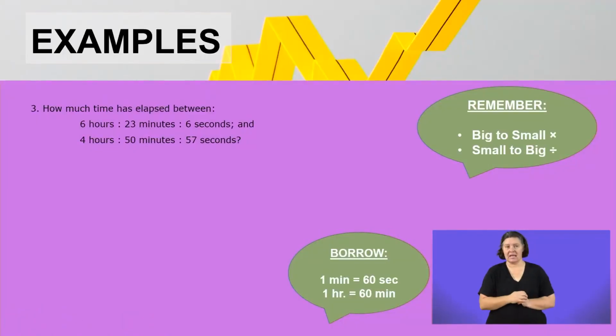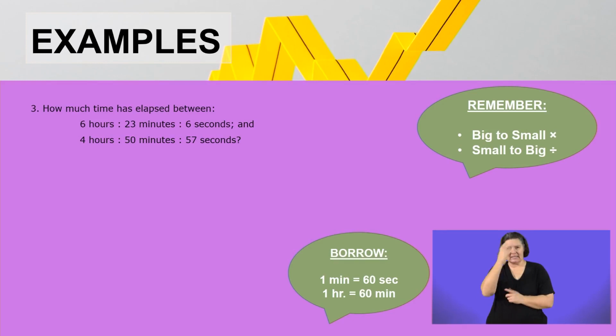Hence, I divided by 60. All right. Now, let's look at another one. In number 3, I'm saying, how much time has elapsed between 6 hours, 23 minutes, 6 seconds, and 4 hours, 50 minutes, and 57 seconds.